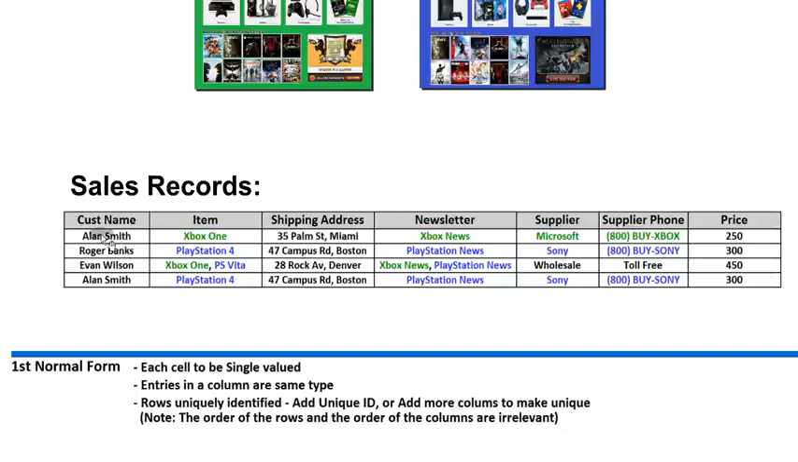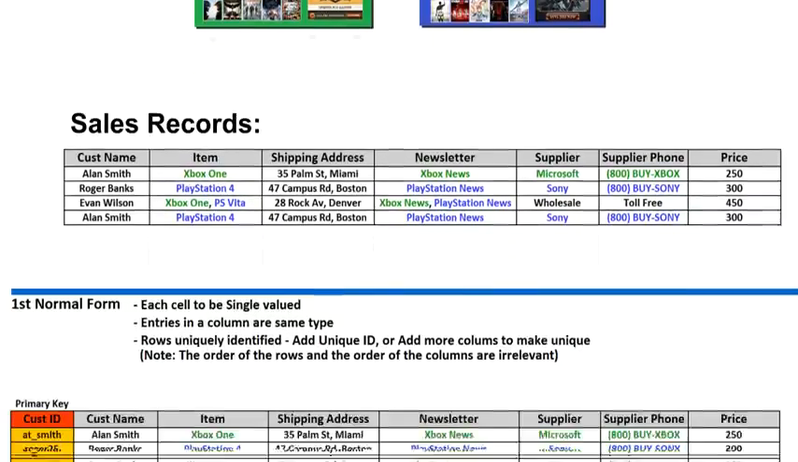So the question is now, is this Alan Smith from Miami going to college in Boston, and this is the same guy, and now this is just his address, or are they completely different people? From this table, we cannot figure that out. So those are the issues.